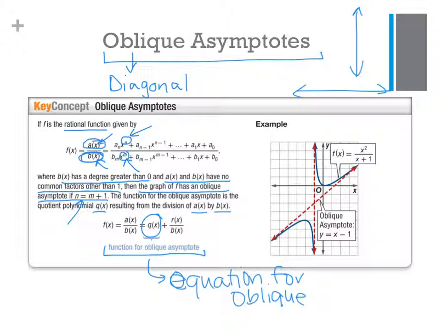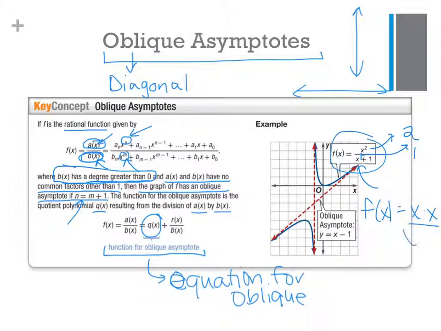Now, if you look at this function f of x, the degree of our numerator is 2, the degree of our denominator is 1, so it is possible that an oblique asymptote exists. Now, the other factor that we have to consider is that the degree of b of x is greater than 0. Yep. The degree on the denominator is greater than 0. The degree is 1. And a of x and b of x can have no common factors. So if I factor out f of x, on top it's x times x, on bottom we just have x plus 1.